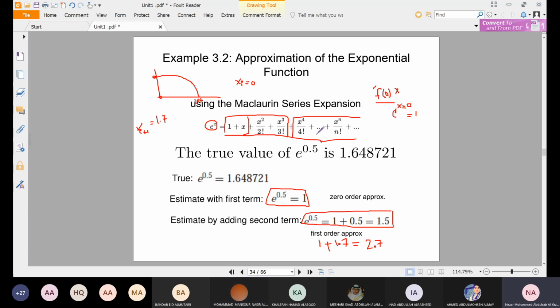This we call the Maclaurin series. Okay. This term, and every term you add. Then in the third term, if you want to take the third term, you will have 1 plus 1.7. If you want to add more, this will be plus 1.7 squared over 2 factorial. The third approximation. Okay. And the more we add, the more we increase the accuracy of our approximation.